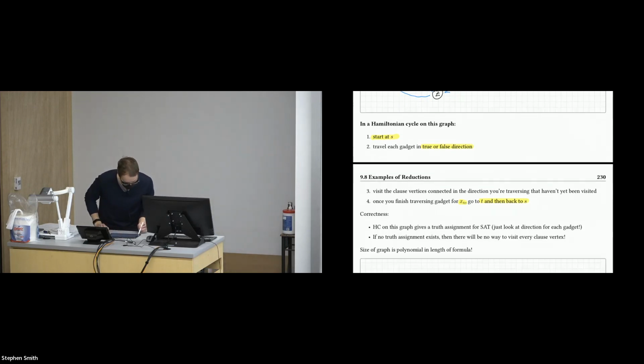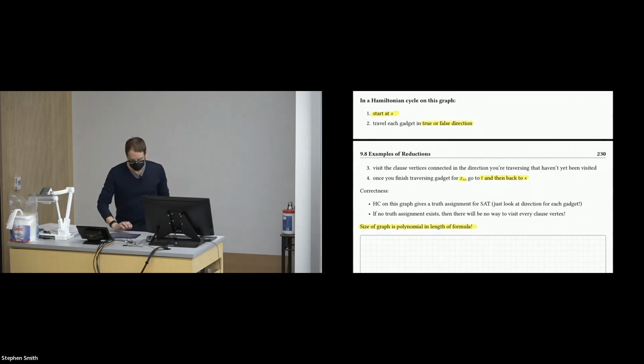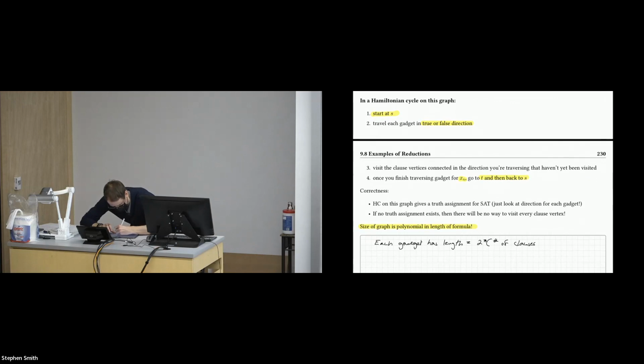The other thing is that the size of the graph is polynomial in the length of the formula, because each gadget has length equal to 2 times the number of clauses it appears in, plus 2 for the endpoints.